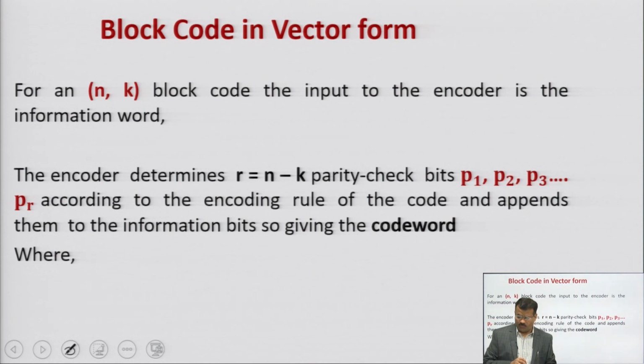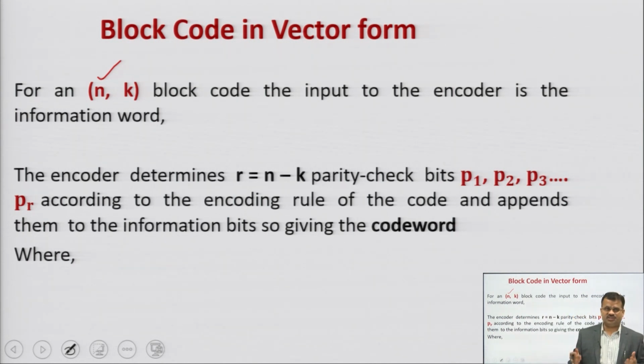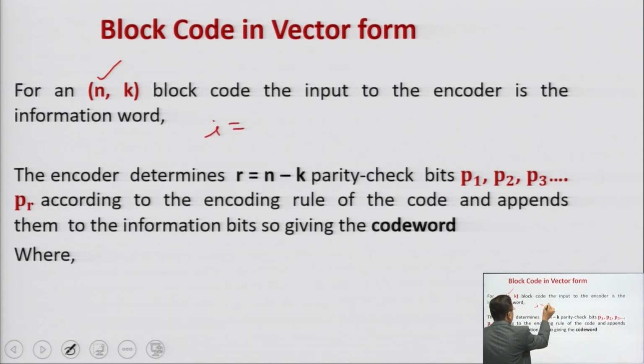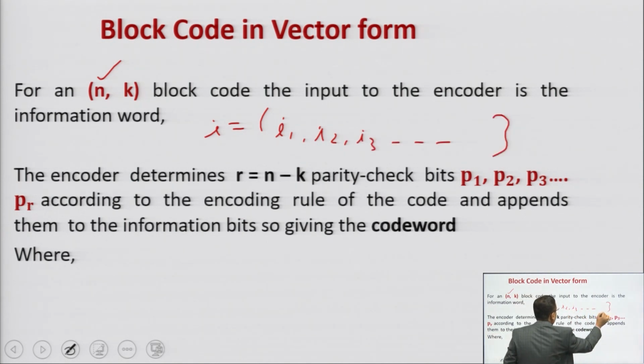Now, we can write block code in vector form. For an (n, k) code, it means you have to design or generate an n-bit code word from the k information bits. The input to the encoder is the information word, and you can write it in vector form as the information bits I1, I2, I3 up to Ik.